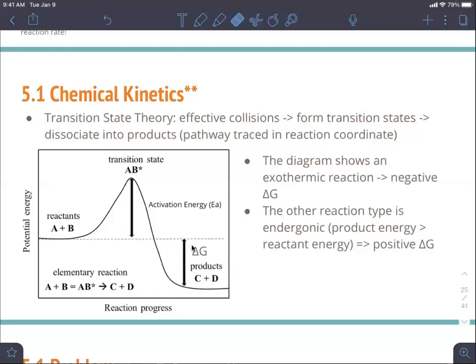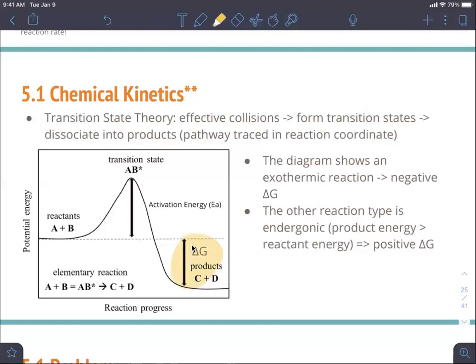If you look at a reaction progress diagram, it generally will look like this. You start with the reactants, then the hump is the transition state, then it goes down into the products. Remember free energy is important here. That's the free energy change, which is just the difference in the energy between the reactants and the products.